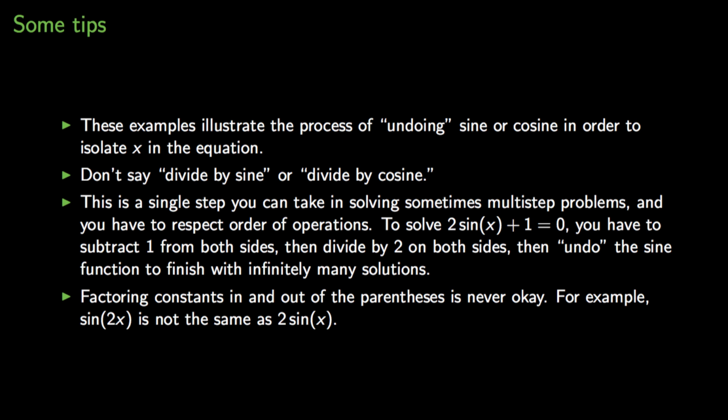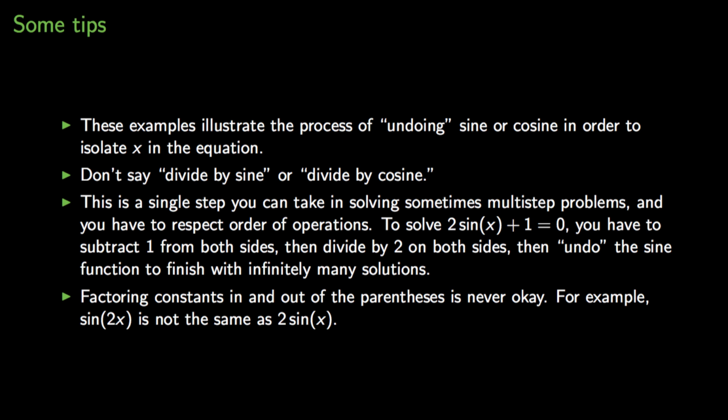An order of operations is going to be very important. So for example, when we're solving 2 sine x plus 1 equals 0, there really is like a single correct order. You have to subtract 1 from both sides. Then you have to divide by 2 on both sides. Then it's time to isolate the x by undoing sine. You really can't begin by undoing sine. There's a specific order that really needs to be followed.